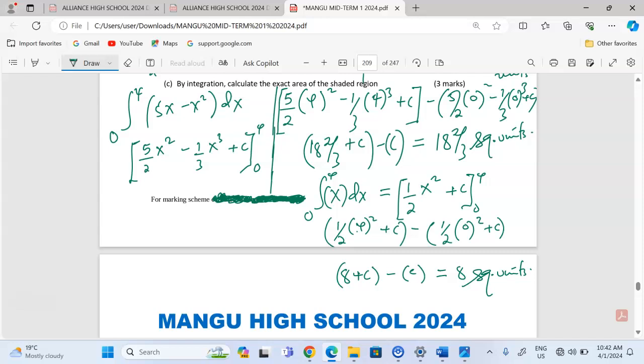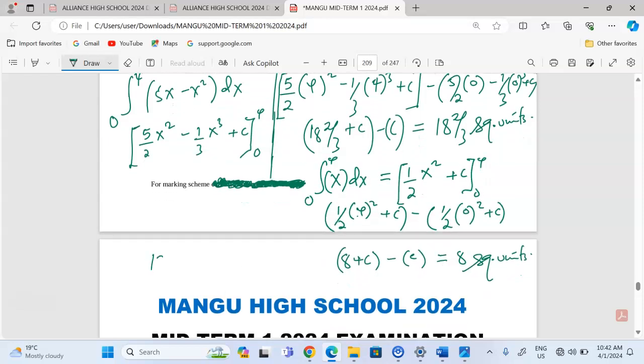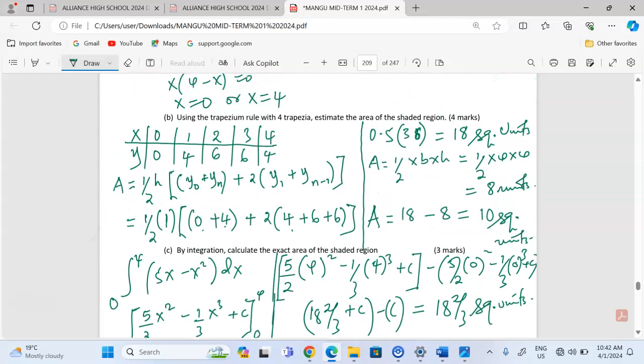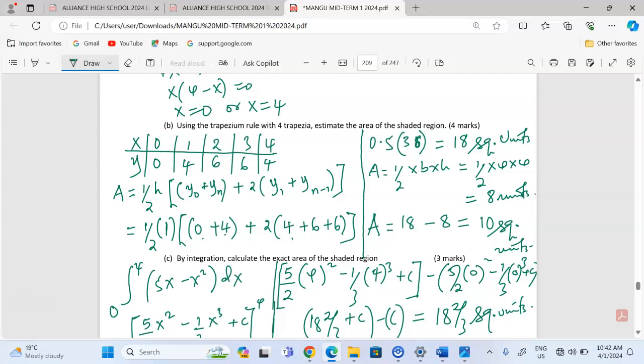Square units. And this means the final area will be 18 and 2/3 minus 8, giving us 10 and 2/3 square units. 10 and 2/3 is the exact area, but using the trapezium rule, we got 10 square units.